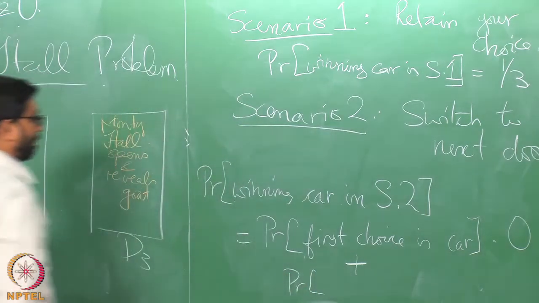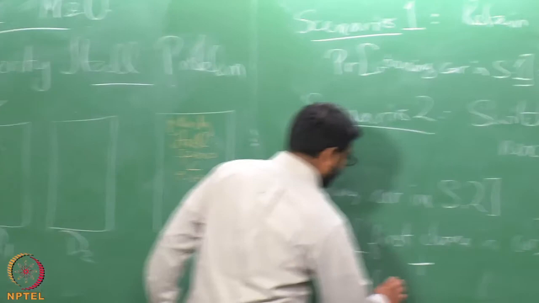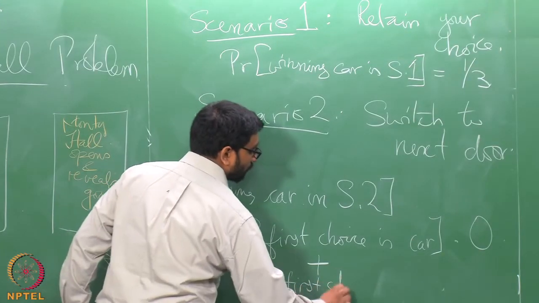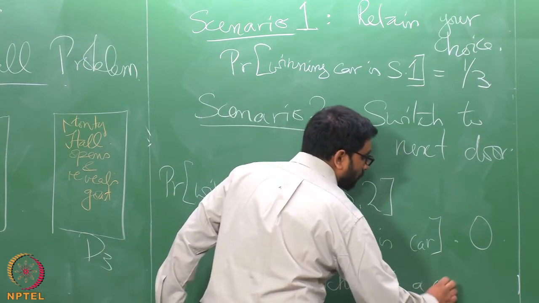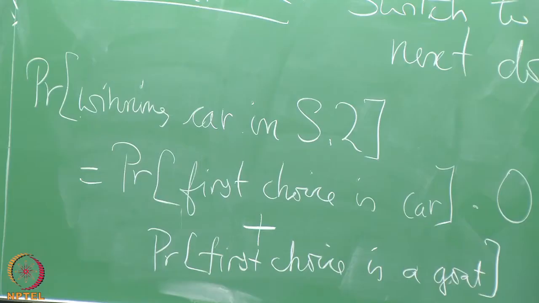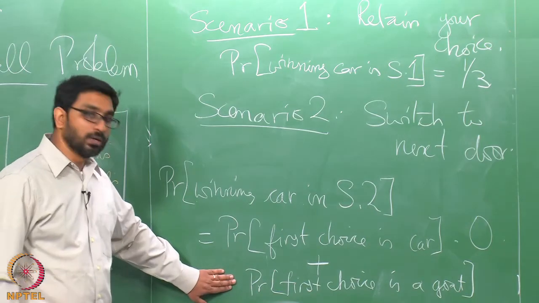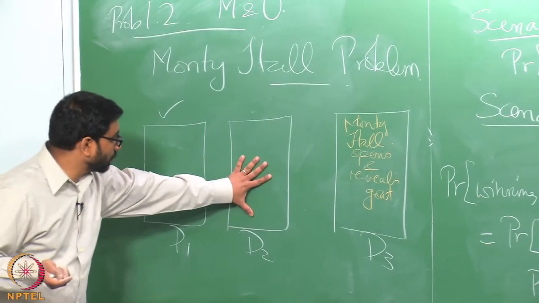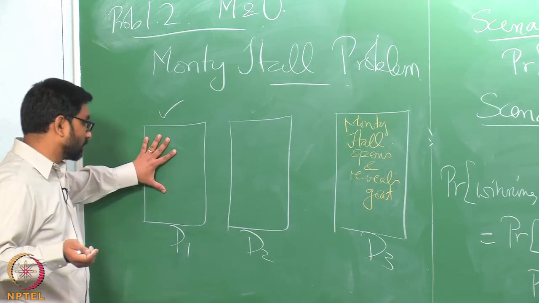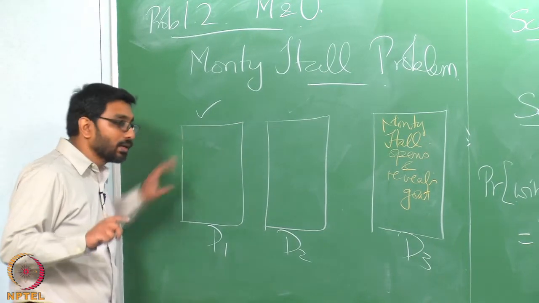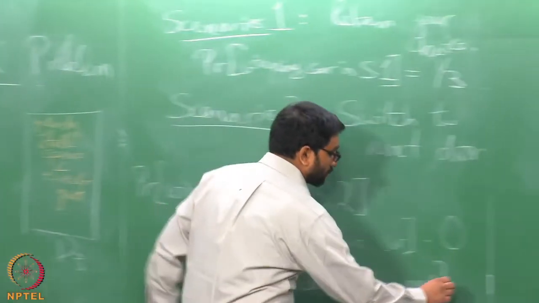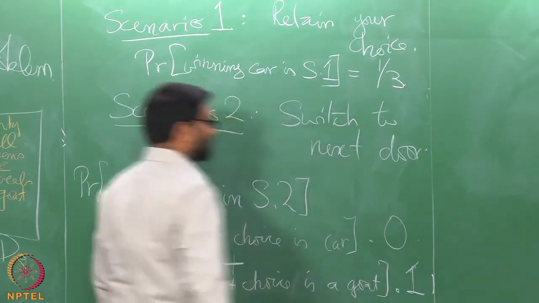The second scenario is the probability that the first choice is a goat. If your first choice is a goat, you are going to move to the other door, which is necessarily a car. So, this is going to be times 1.